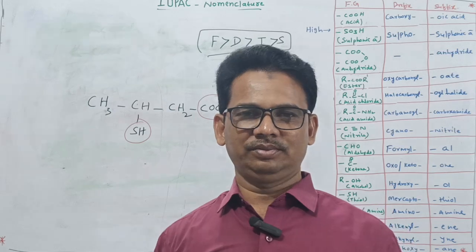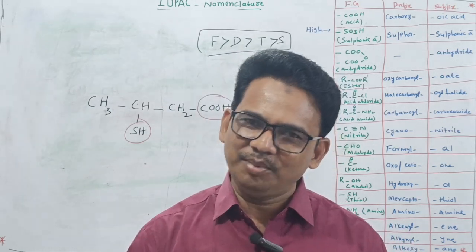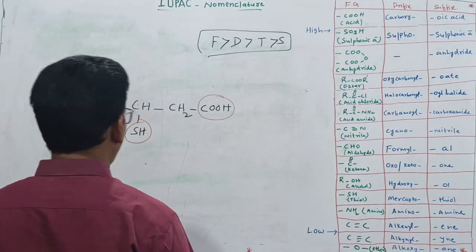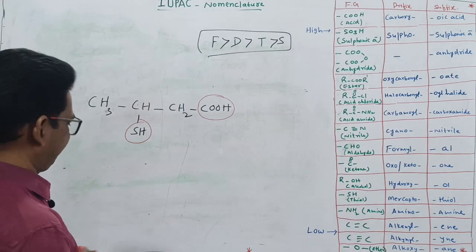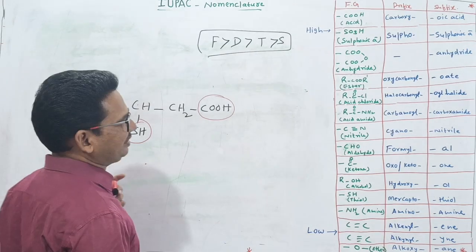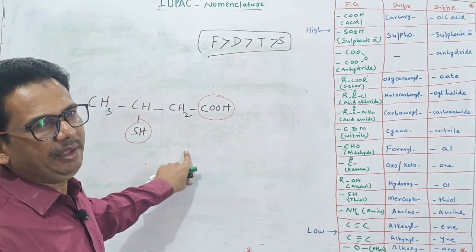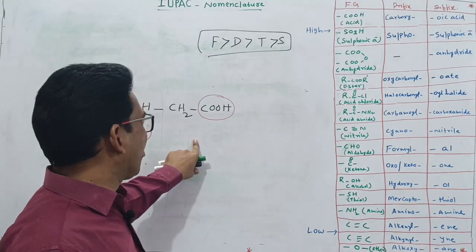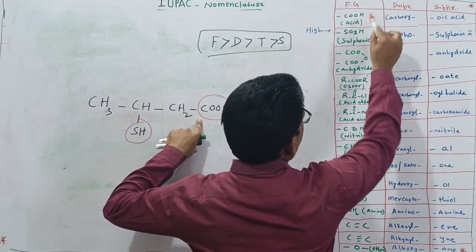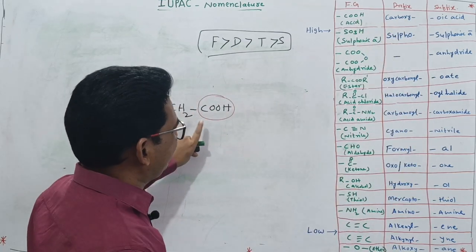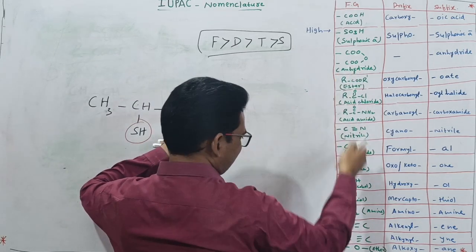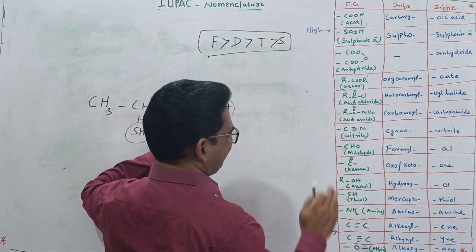Memorize it, however you do it, memorize it, remember it. Okay. Now see, in this case, how are we going to write the name for this? First we have to give the numbering. Numbering will start from the most prior group. In this case, the most prior group is the acid. You can see the acid is present at the first position. Then see SH. It is called thiol. SH is present at the lower side, the lower priority side.